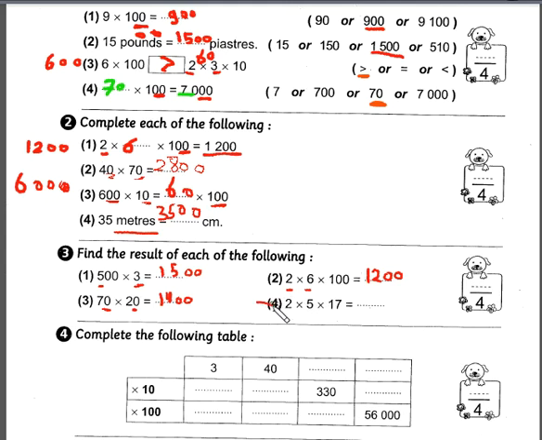Question number 4. It's very nice. First we will find the result of 2 times 5. 2 times 5 equals 10. After that we'll say 10 times 17. We write 17 and we'll put 0 from the right side.